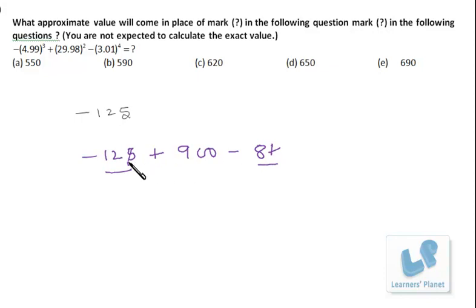So I have eliminated this 1 and this 5 and this 1. So the actual calculation will be a bit less than 700. So 690 will be the correct choice, right?